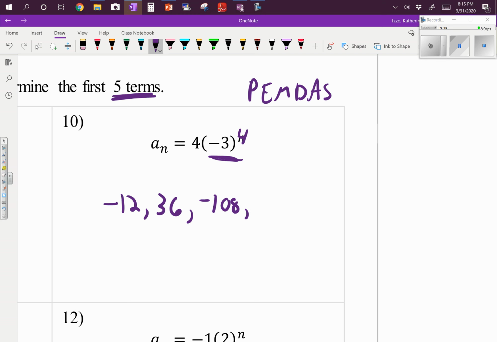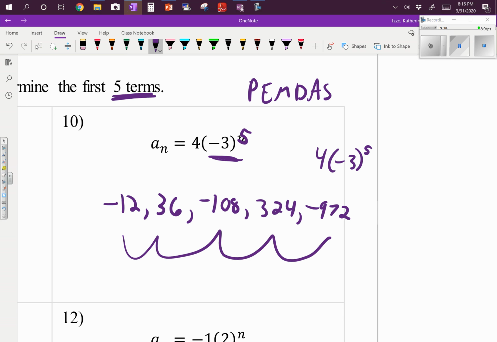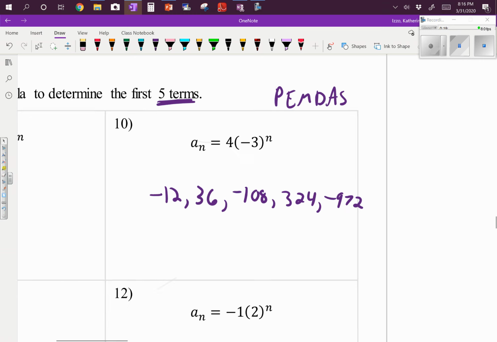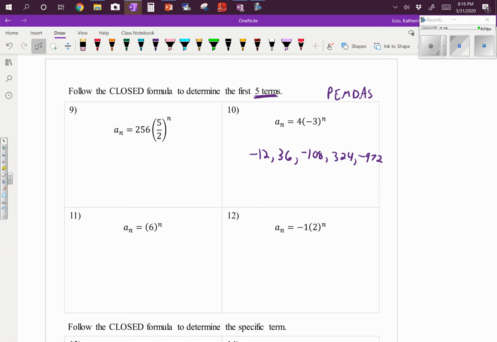Okay. Notice, we could just be plugging this into your calculator. So in your calculator, you could be writing in 4, parentheses, -3, and then use the caret button to get all the way up to the exponent. And when you type that in, you should get 324. And then our last one, the 5th term, is when n is 5. Plug in 5, and we should get -972. Notice it's flipping between positive and negative. That's what happens with these exponents. So that's how we do the first 5 terms.